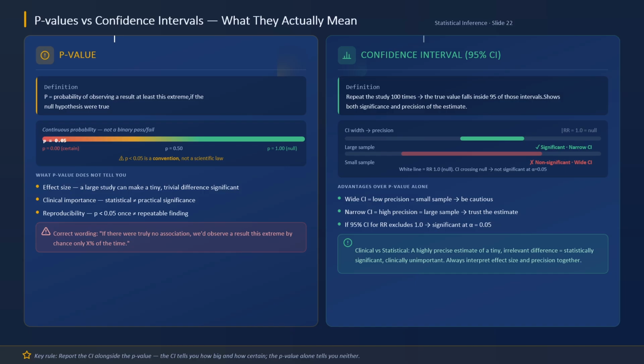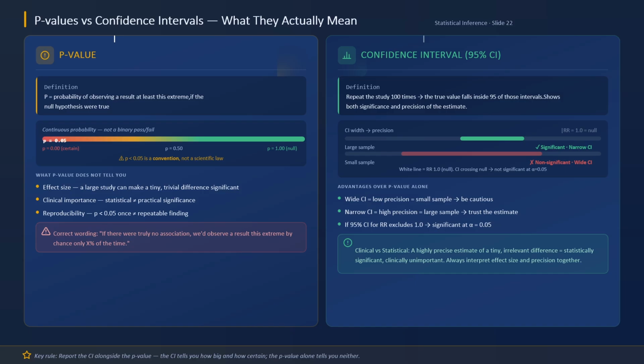A large study can make a trivial difference statistically significant, and clinical importance is a separate judgment entirely. And a single p under 0.05 is not proof of reproducibility. The confidence interval does more work. Formally, repeat the study 100 times, and the true value lies inside 95 of those intervals. It gives you significance and precision in one object.